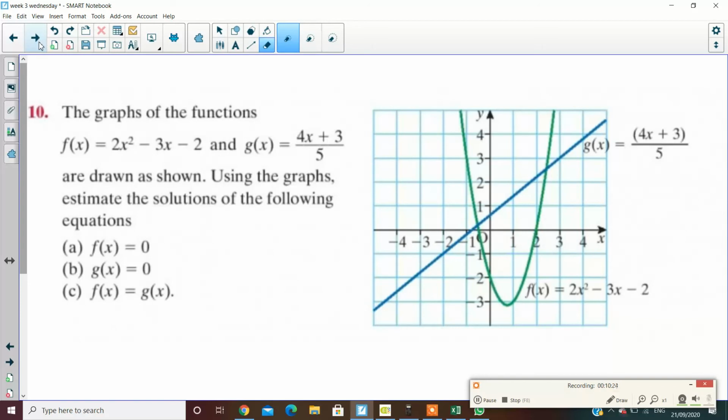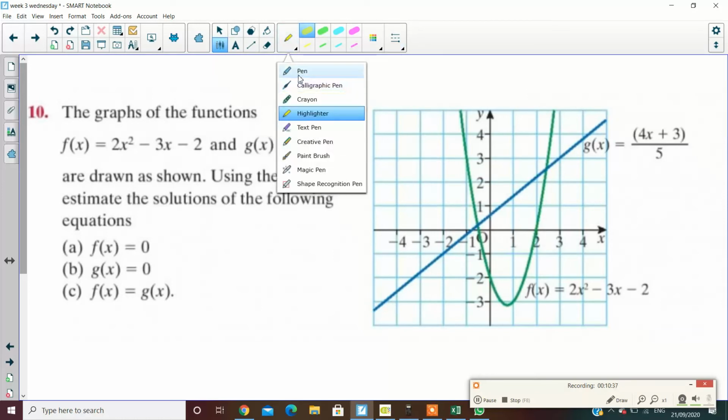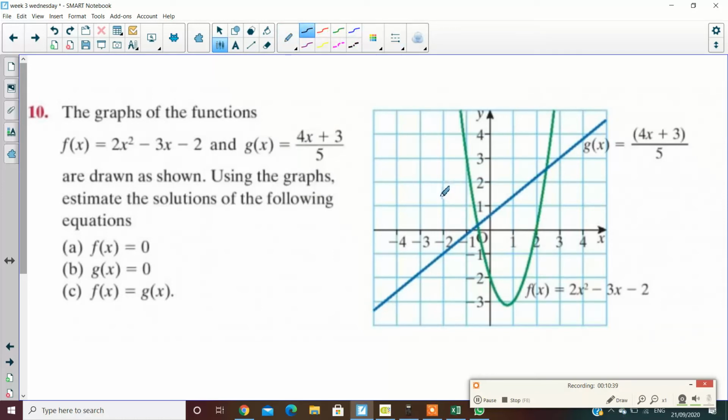Now, question 10. What we see here is a U-shaped function with a straight line going through it. Use the graph to estimate the solutions of the following equations. All right, this should be relatively easy. What's f of x equals 0, lads? Really quickly, f of x equals 0, what do you get? We're taking minus 0.6, somewhere in that region. Could be minus a half. Yes?